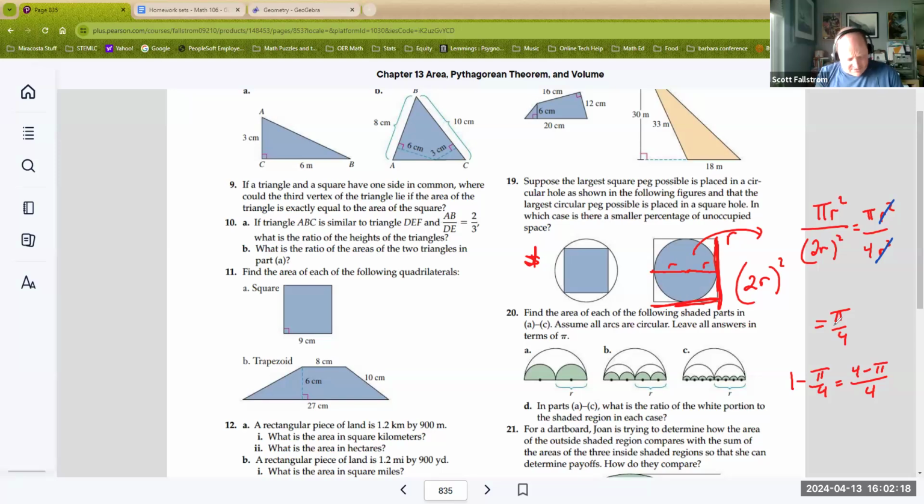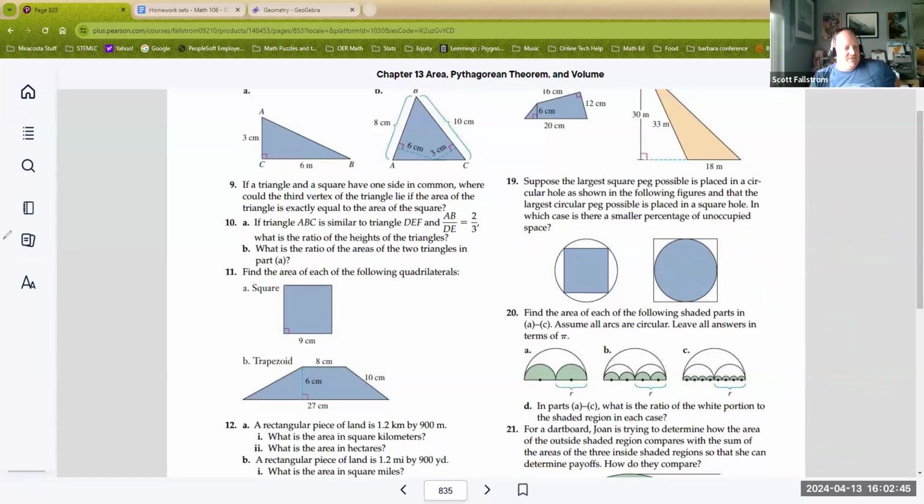But let's take a look and see if we can figure this one out. I'm going to turn my calculator sideways. And there's a pi button on here. So I'm going to do 4 minus pi, hit enter, and then divide by 4. And I get about 0.21. So 0.214. So about 21% is unoccupied in this one. So I want you to use exact values as much as you can.